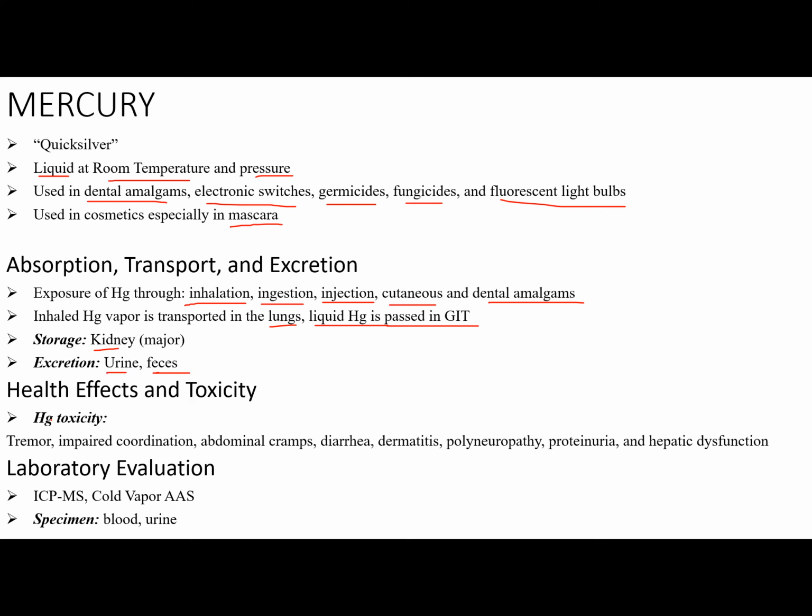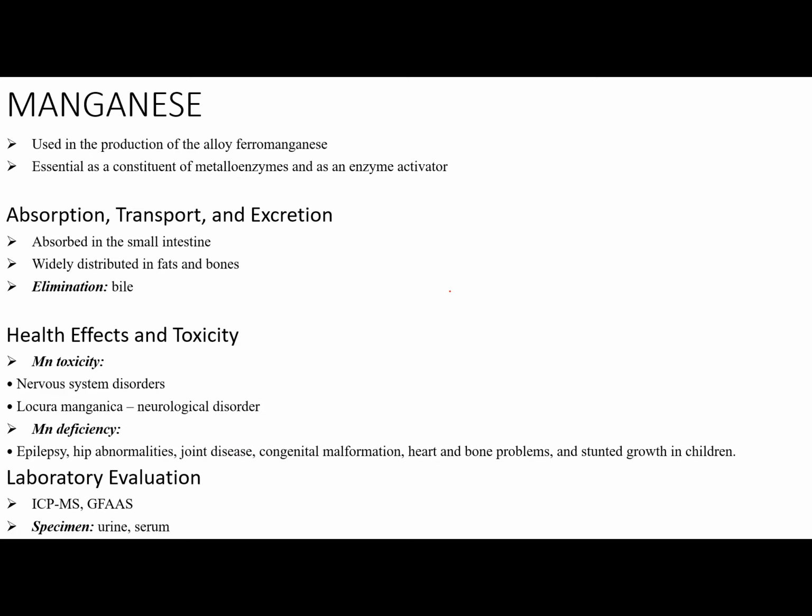Health effects and toxicity, we have your mercury toxicity characterized by tremor, impaired coordination, abdominal cramps, diarrhea, dermatitis, polyneuropathy, proteinuria, and hepatic dysfunction. Lab evaluation is via the ICP-MS, cold vapor AAS, and we have your specimen, blood, and urine.